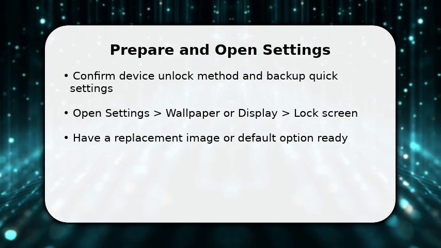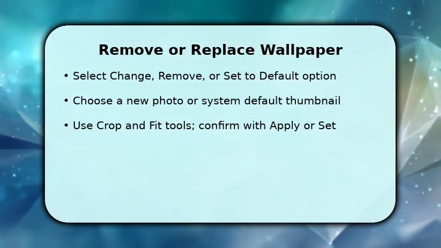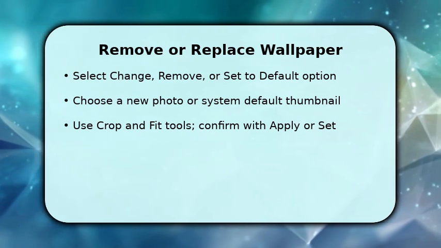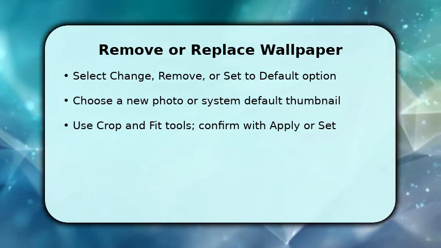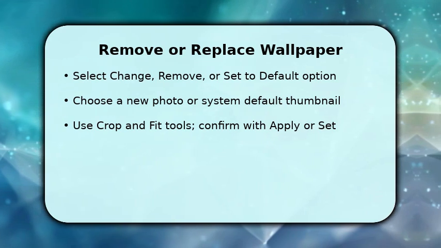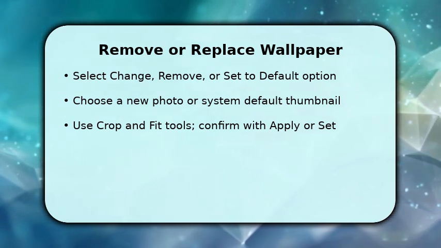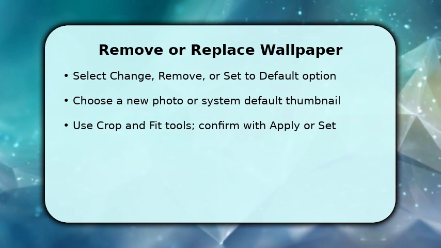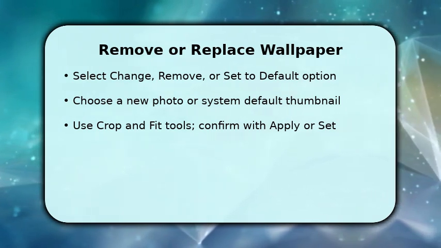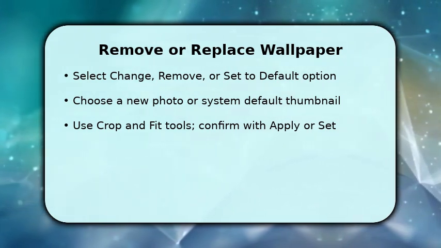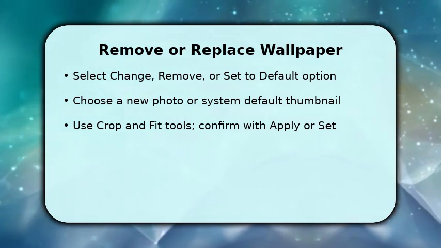Now you remove the image by selecting Change or Remove. Some phones show Set to Default instead. If Remove is unavailable, choose a new image. Pick a photo from Gallery or a system default thumbnail. Use Crop and Fit to keep important content visible, and make sure Lock Screen is selected rather than Home Screen. Once satisfied, tap Apply or Set.